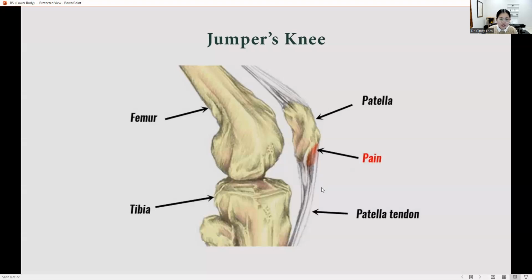So this is from repetitive loading, but if you have the right foundation, like going back to the good core and glutes, if you have strong glutes, you'll be able to distribute the weight better and you won't be loading the knee as much.